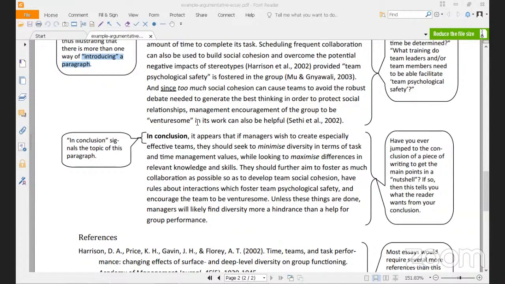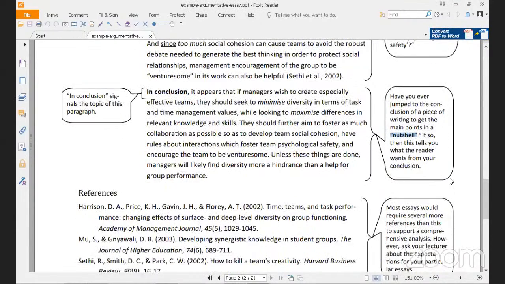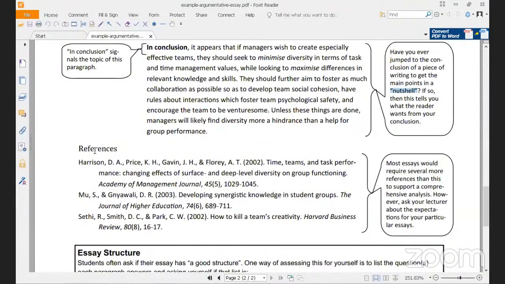Okay. So again, we have some insights. In conclusion, signals the topic of the paragraph. And again, we have some quotations. And don't forget about the references. It's telling us here how References, to right? List, yes, your references, where you got your quotes from.